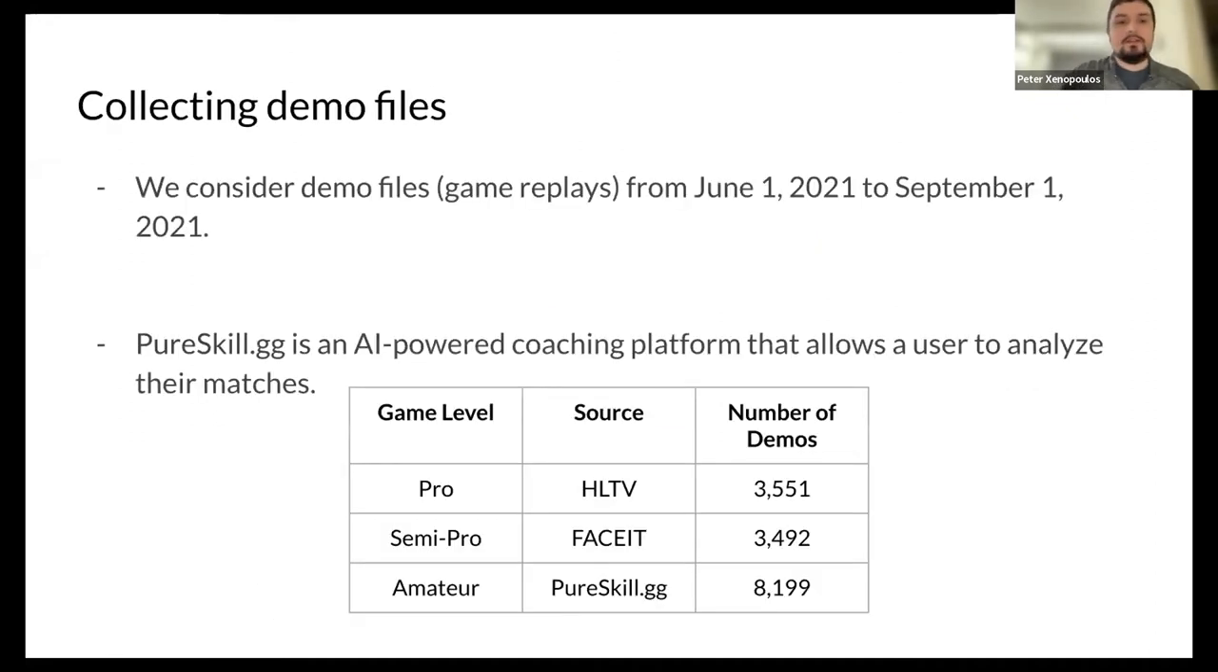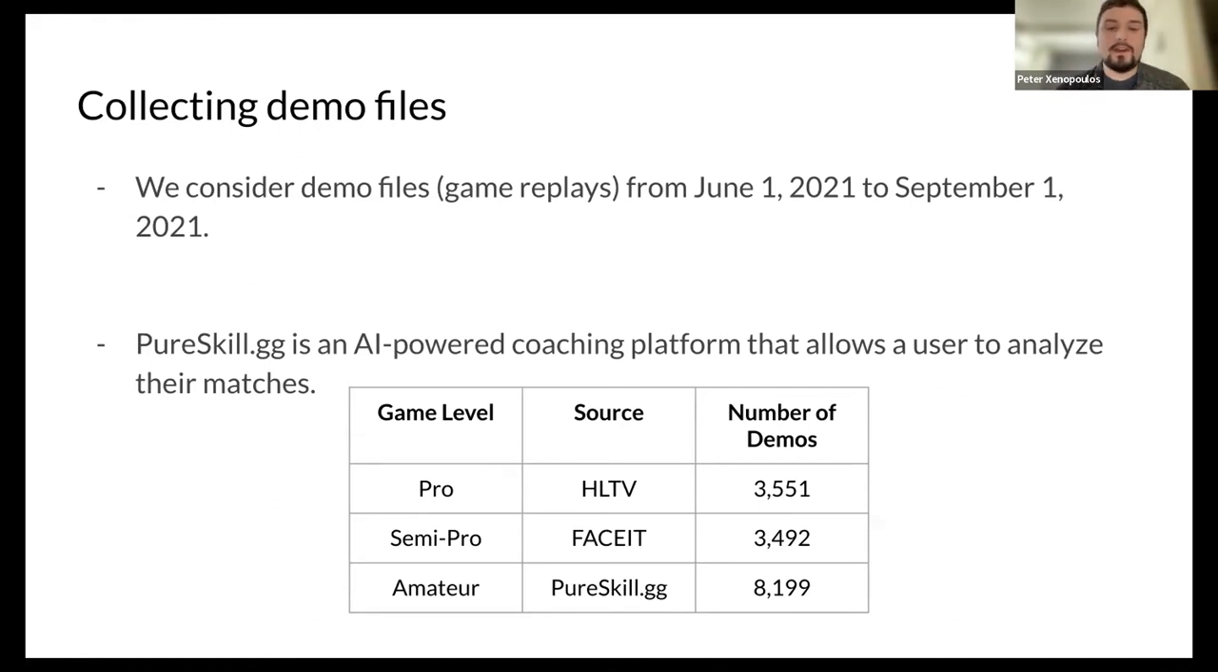So the data themselves are, as I said earlier, these demo files or game replays. And we take a batch of them from a few months in 2021. Because it's such a popular game, there's plenty of pro, semi-pro, and amateur demos that we get a hold of. The pro demos come from HLTV, which is a very popular website that hosts these demo files.